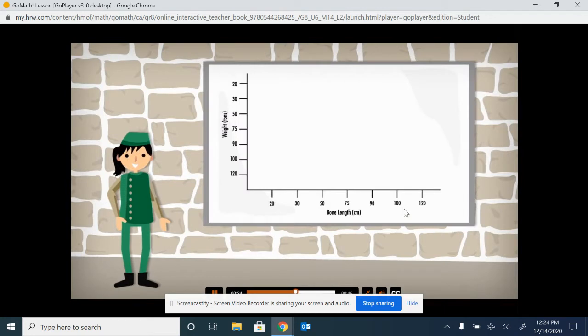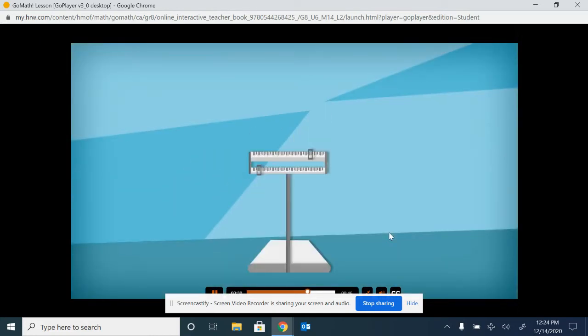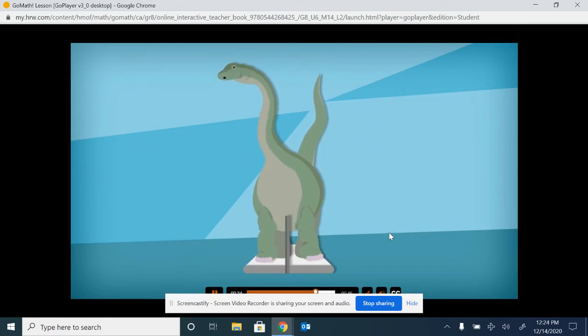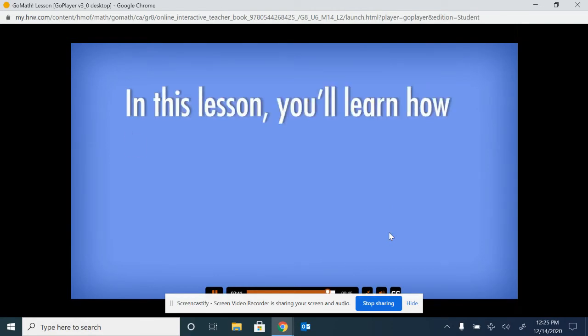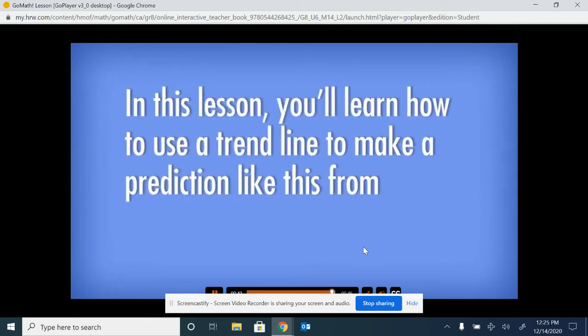The museum exhibit includes a scatter plot that shows the recorded lengths of similar bones for various other dinosaurs compared to their weights. Your guide asks you to tell her how much an Argentinosaurus would weigh. Oops! Well, you won't be able to weigh the dinosaur, but maybe the scatter plot will help. In this lesson, you'll learn how to use a trend line to make a prediction like this from a scatter plot.